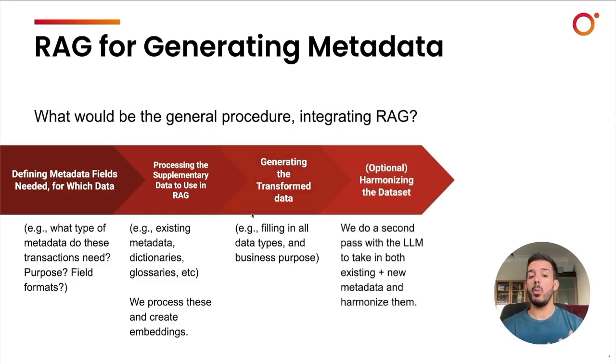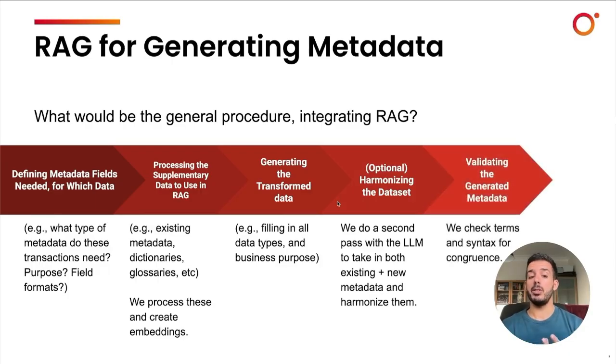Then optionally, we may want to harmonize the metadata as well, right? That is, we may run a second LLM pass to take in all the metadata that we have, the older metadata, and the generated one as well, and ensure congruency. In other words, you want to assume that the LLM is going to generate the new metadata in the same style, but if it doesn't, then you are going to need to fix them, if you will.